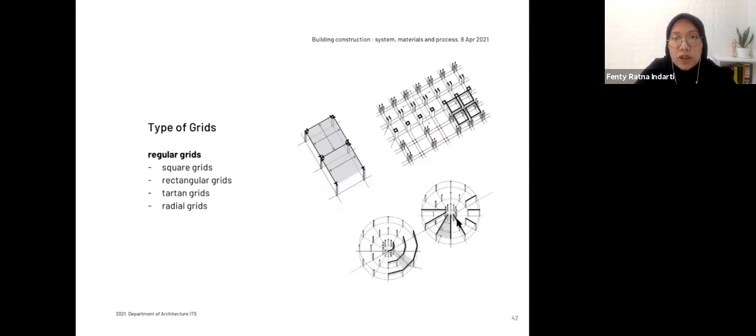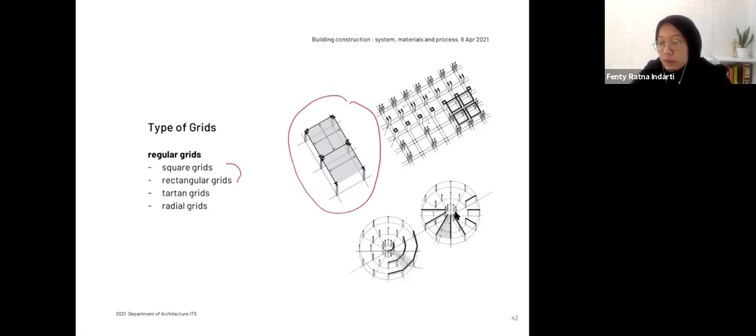As I mentioned before, there are regular grids and also irregular grids. For the regular grids, as you can see, there are square grids, rectangular grids, tartan grids, and radial grids. For the square and rectangular grids, here is the example. Square and rectangular are almost the same, but for the rectangular one, the other sides are a little bit longer like this. But it's still a regular one. And then the tartan one is like this. It's like a tartan motif.